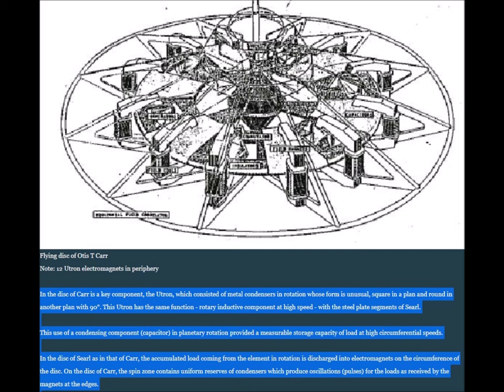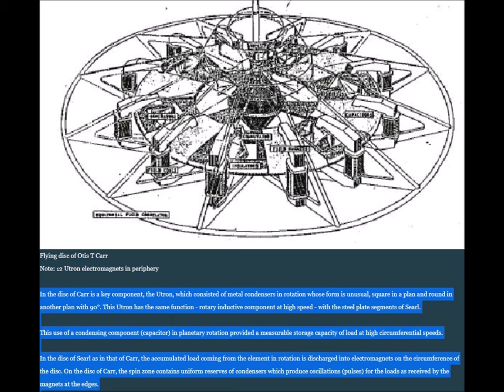The article here says that this use of a condensing component in planetary rotation provided a measurable storage capacity of load at high circumference speeds. In the disk of inventor John Searl, as that of Carr, the accumulated load coming from the element in rotation is discharged into electromagnets on the circumference of the disk. On the disk of Carr, the spin zone contains uniform reserves of condensers which produce oscillation pulses for the loads as received by the magnets at the edges.